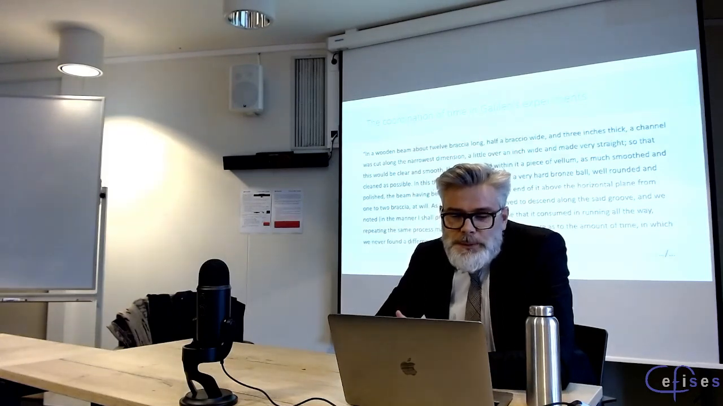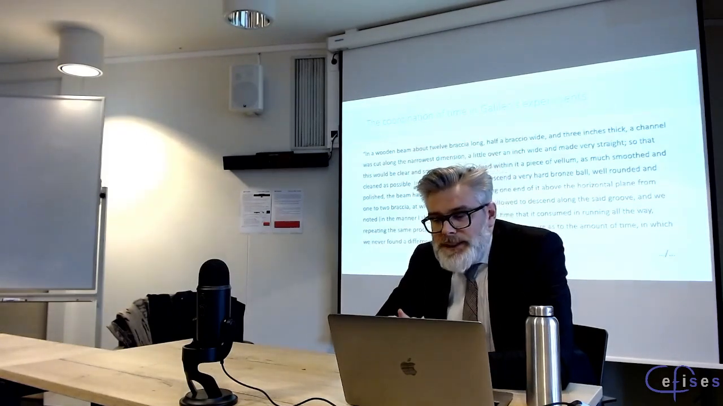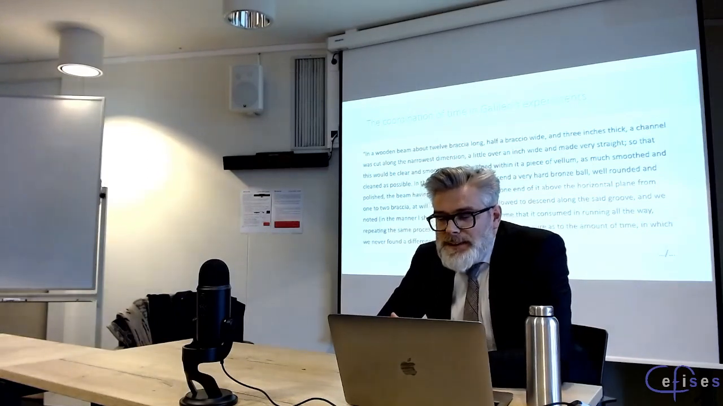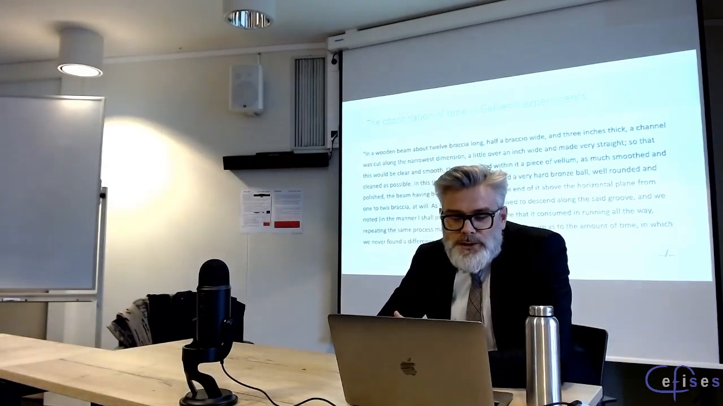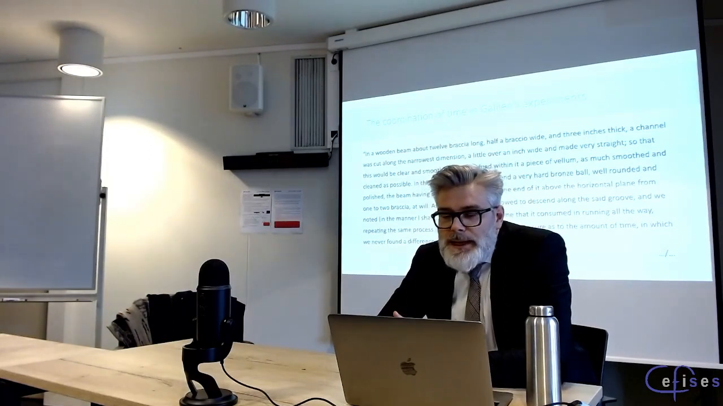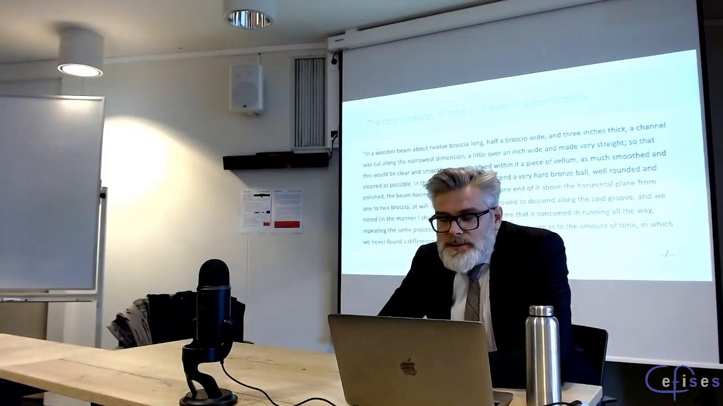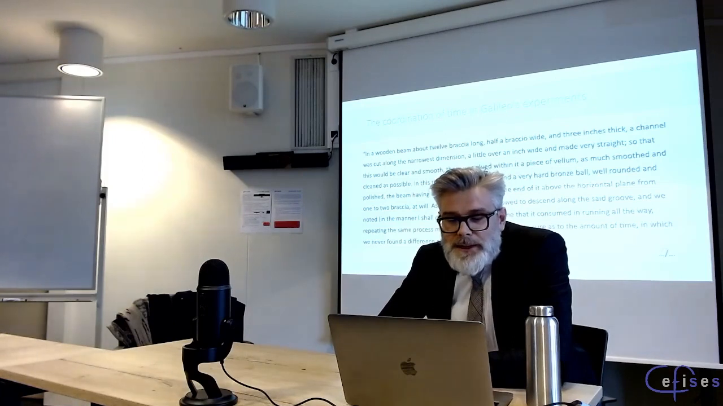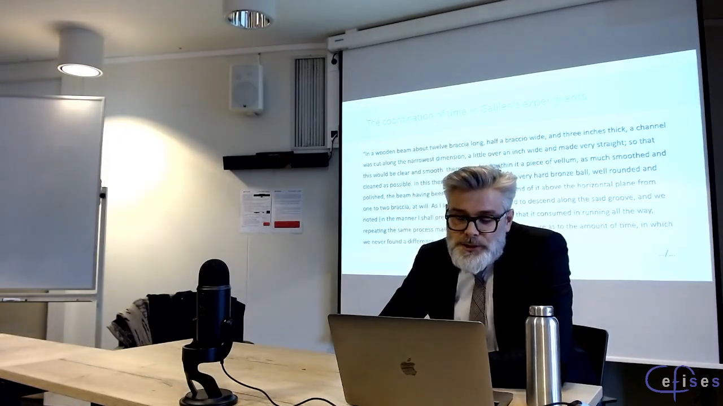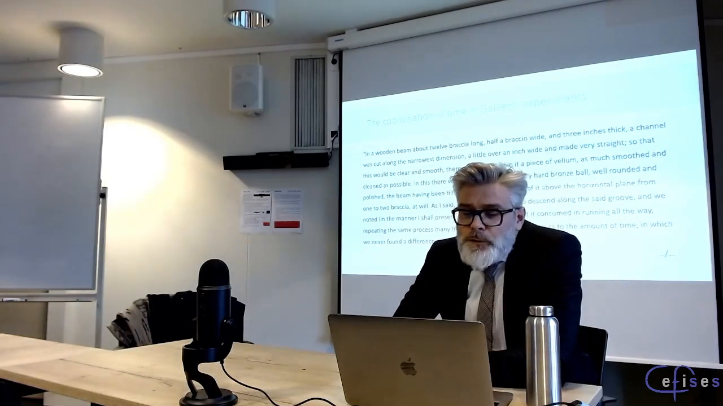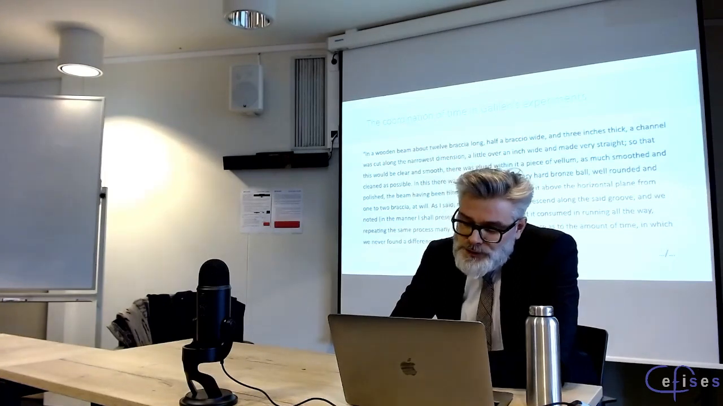So that this would be clear and smooth, there was glued within it a piece of vellum, as much smoothed and cleaned as possible. In this, there was made to descend a very hard bronze ball, well rounded and polished, the beam having been tilted by elevating one end of it above the horizontal plane from 1 to 2 braccia at will. As I said, the ball was allowed to descend along the said groove, and we noted, in a manner I shall presently tell you, the time that it consumed in running all the way, repeating the same process many times in order to be quite sure as to the amount of time, in which we never found the difference of even the tenth part of a pulse beat.